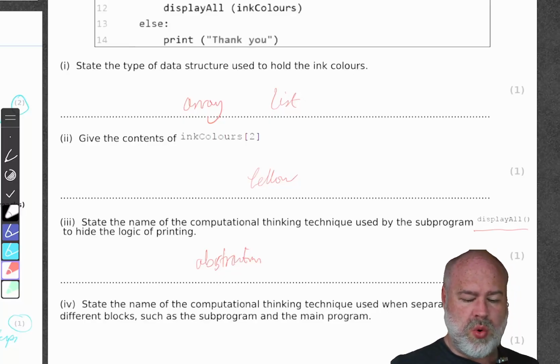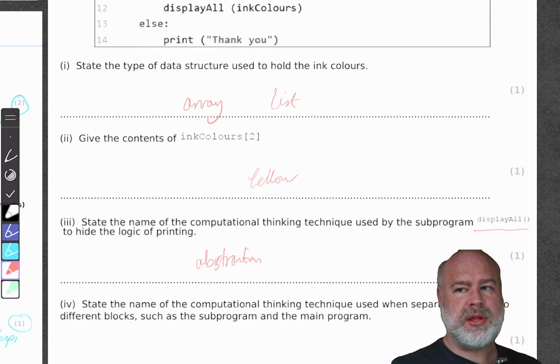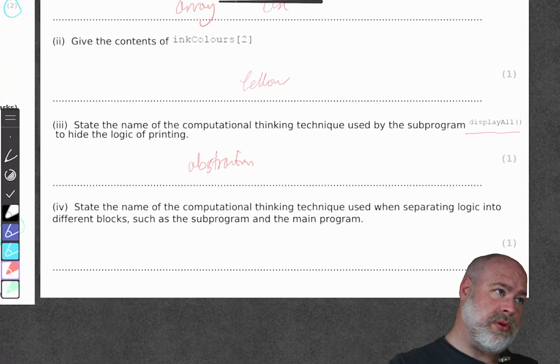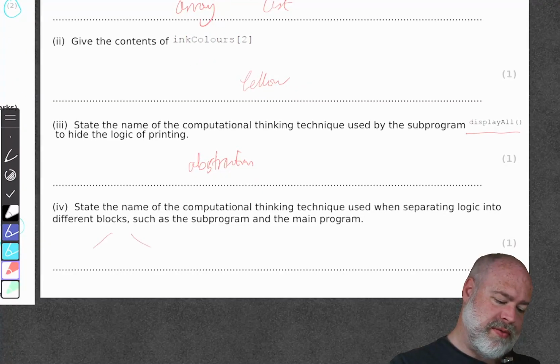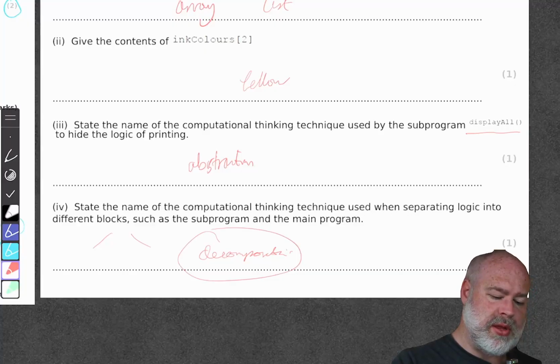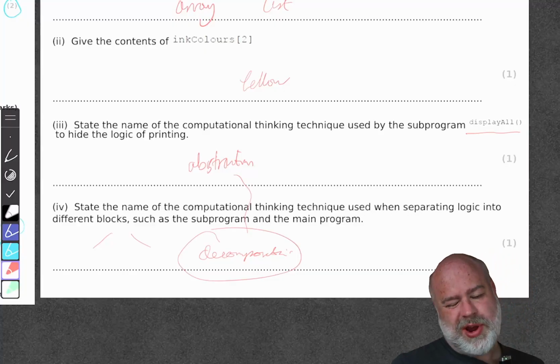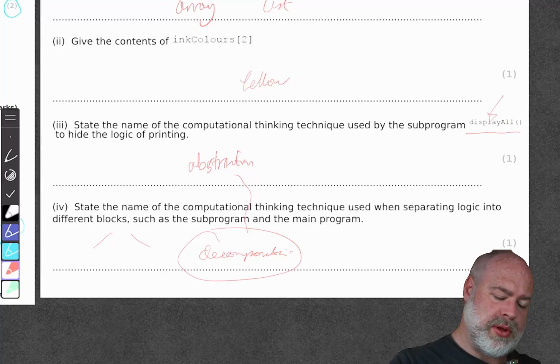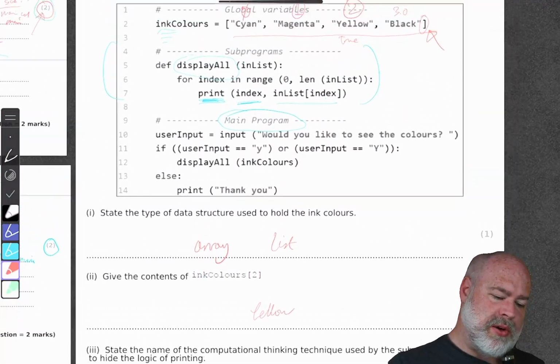I don't quite like the wording of these two questions, to be honest with you, because it's potentially a little bit ambiguous. But state the name of the computational thinking technique used when separating logic into different blocks. Okay, so different things. This would be better called decomposition. So if this is decomposition, then that's going to be abstraction. Not greatly worded questions, I don't think, but that's what they're alluding to there. Also, that's pretty small to see, isn't it? But that's how you would answer that.